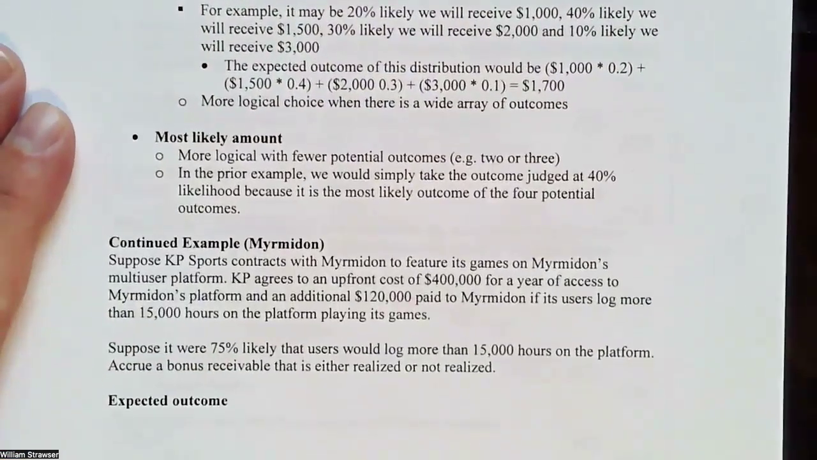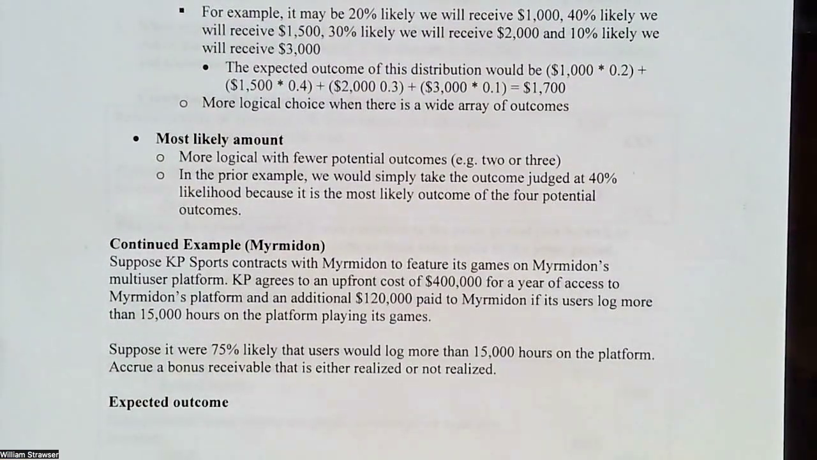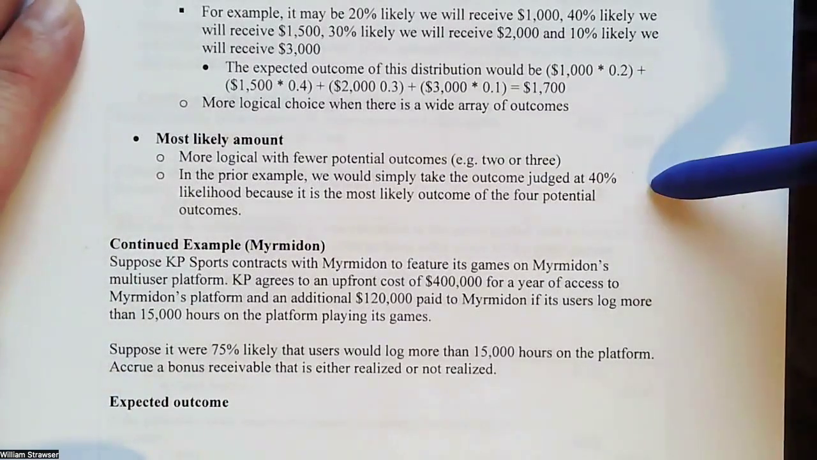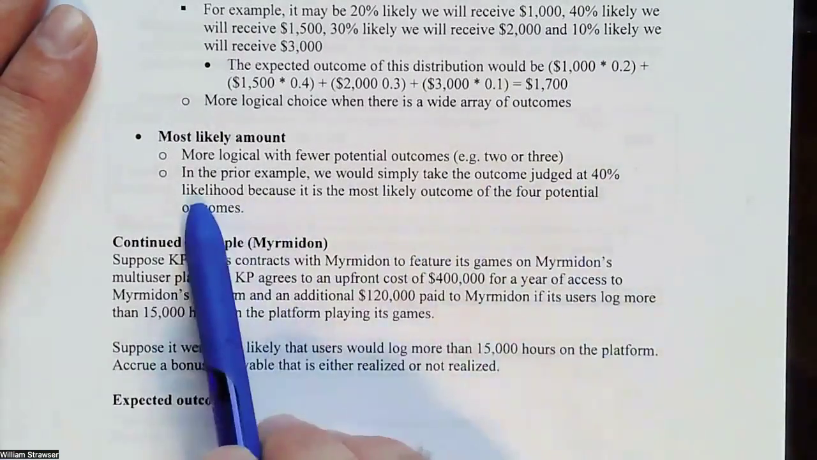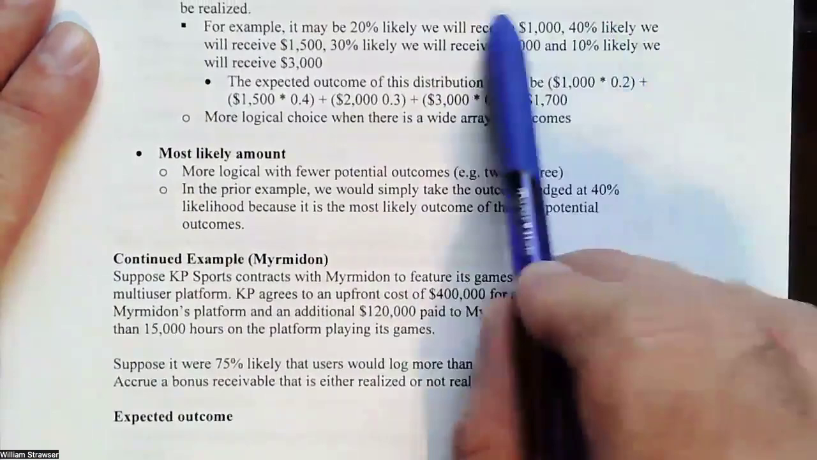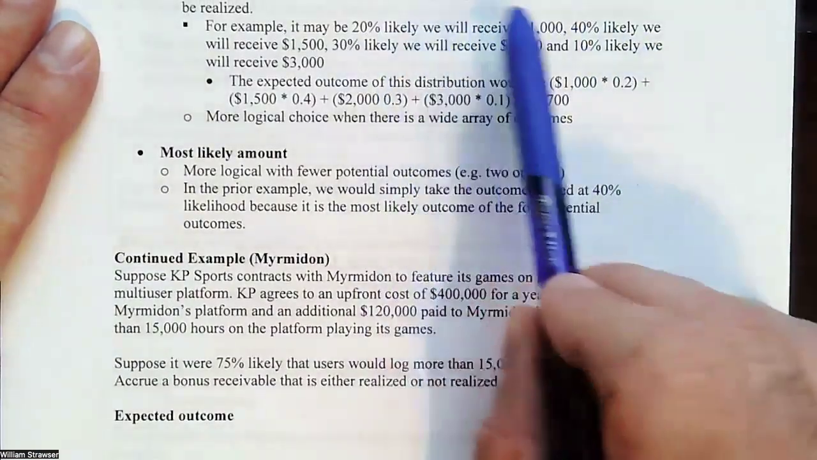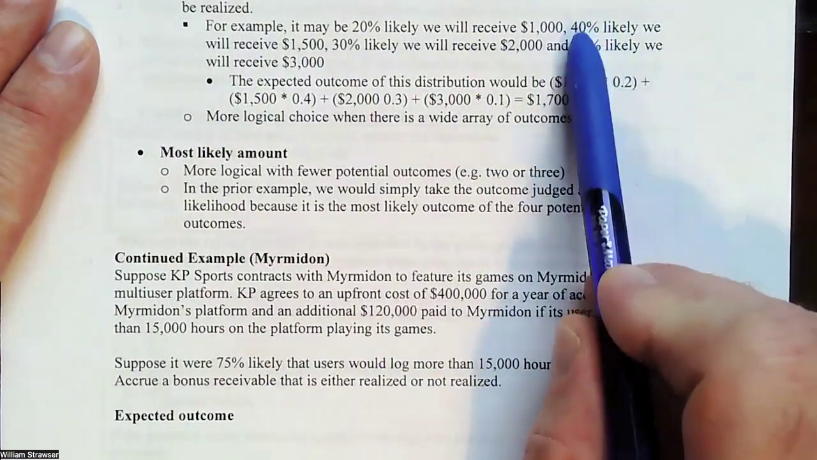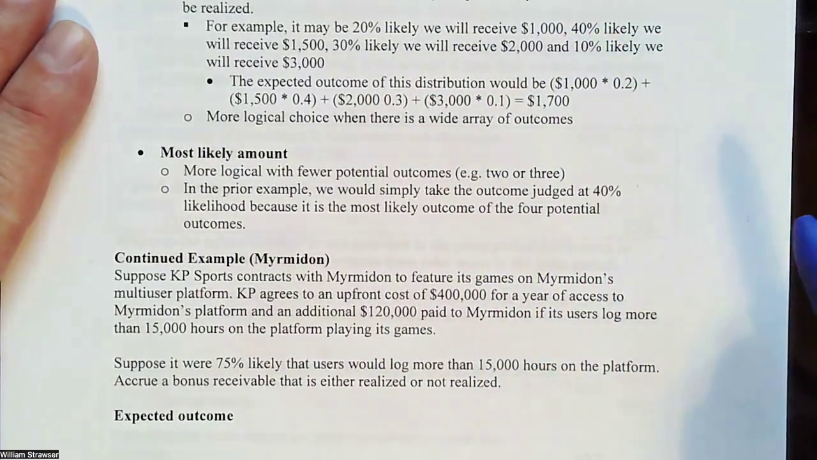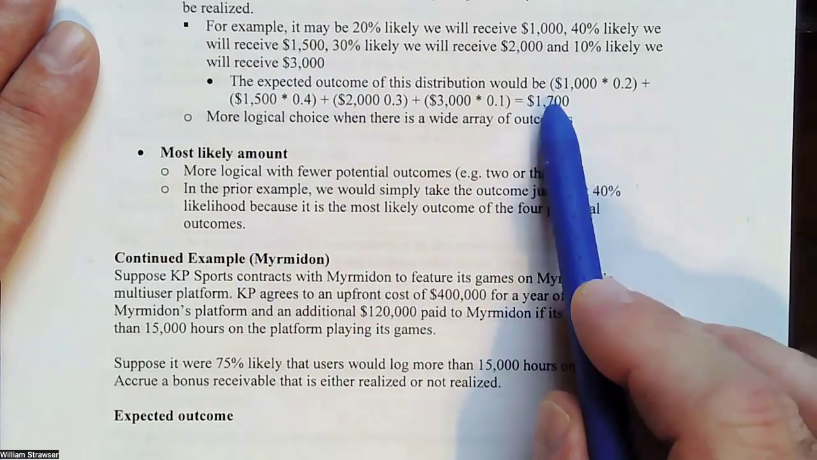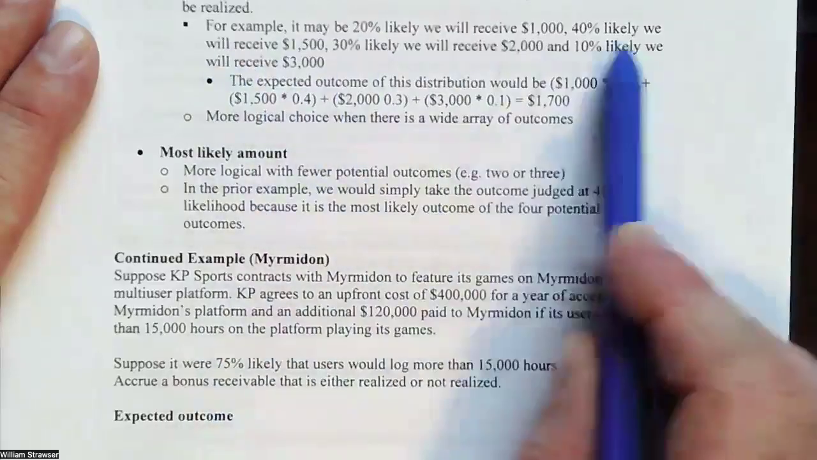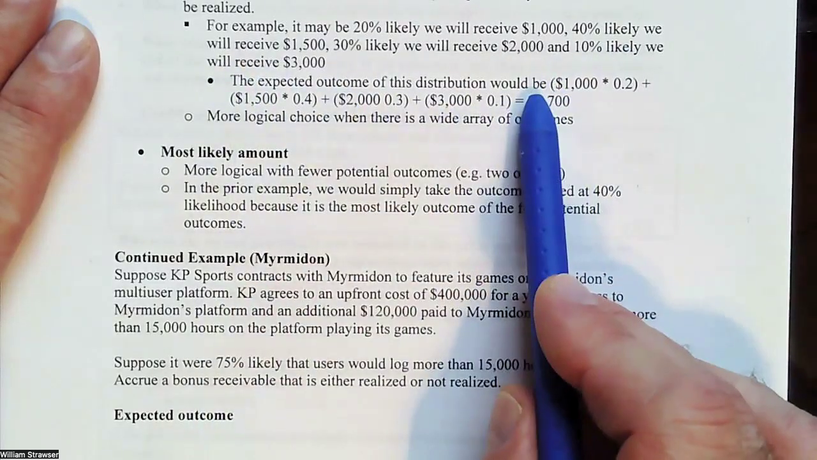With the most likely amount, this tends to be a better option when there are very few, maybe two or three, potential outcomes, and one of them is kind of rocking the boat, right? But if we were to apply this to an array of outcomes, as we did up here, 20, 40, 30, 10, well, 40% is the most likely. So we would just roll with the expectation that we're going to get 1,500 rather than the expectation of evaluating all of the outcomes, which was 1,700.